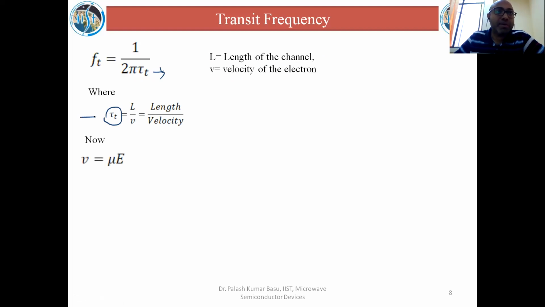So this is one thing. Please remember, also remember V is equal to mu E. Your velocity is proportional to mobility and electric field. You know this part, right? Now, if you know V is equal to mu E, let's consider a transistor that looks like this.